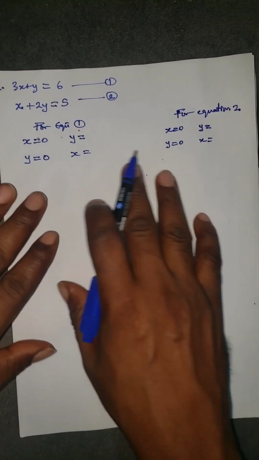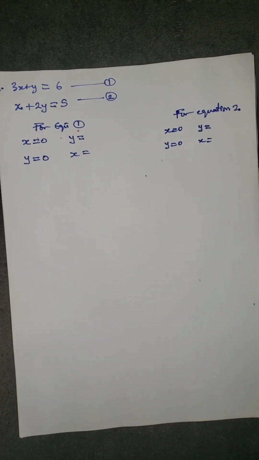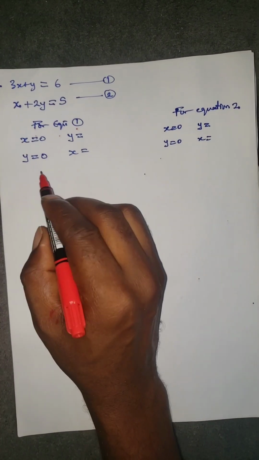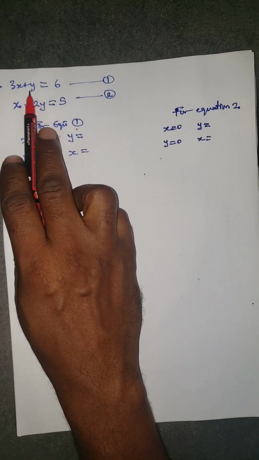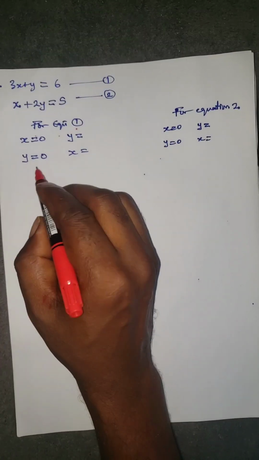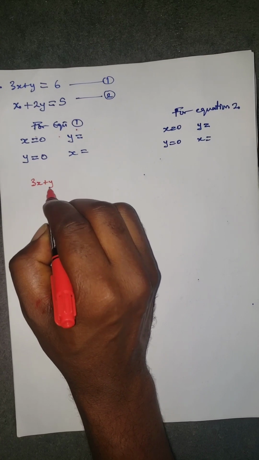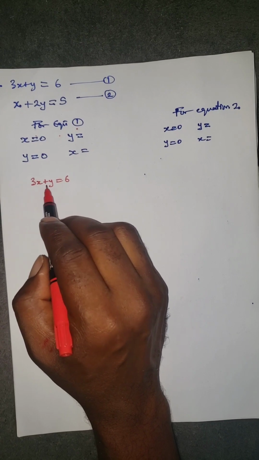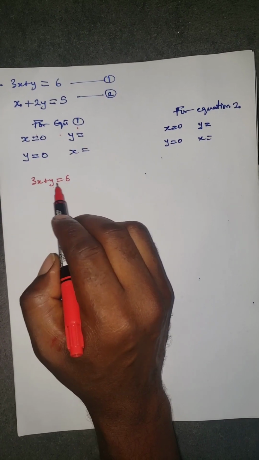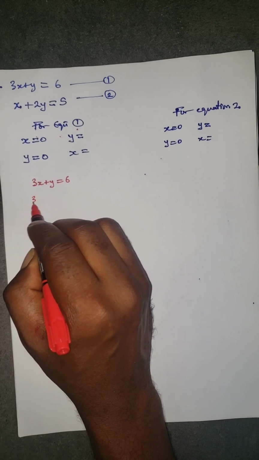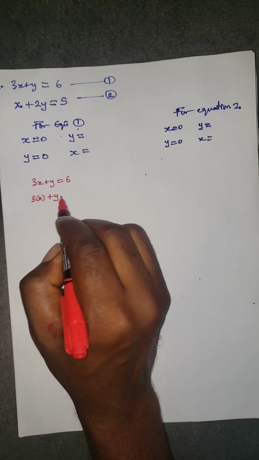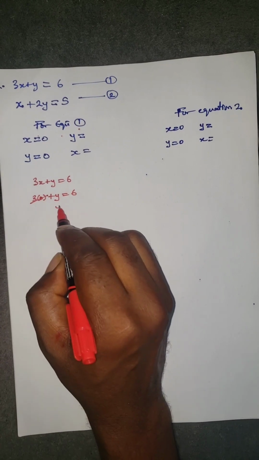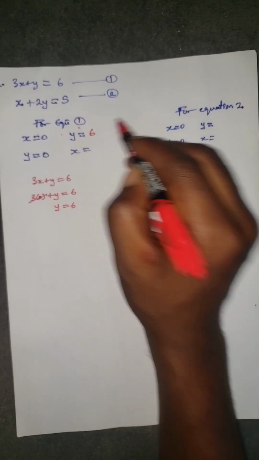Okay, so we are going to do our rough sheet here, then we now plot our graph. Let's try that out. So when x equals 0 in equation 1, what is going to be y? We have 3x plus y equals 6. Now when x equals 0, we have 3 into 0 plus y equals 6. So y equals 6. We'll write it out here.